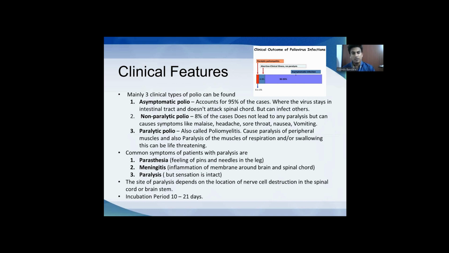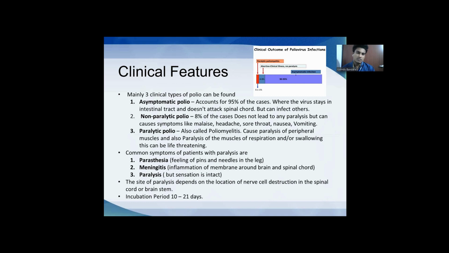The third and the severe one is paralytic polio, or what we call poliomyelitis. Mainly they cause peripheral paralysis. Most of the patients who die are due to paralysis of the respiratory muscles, or paralysis of the muscles which help us to swallow food.